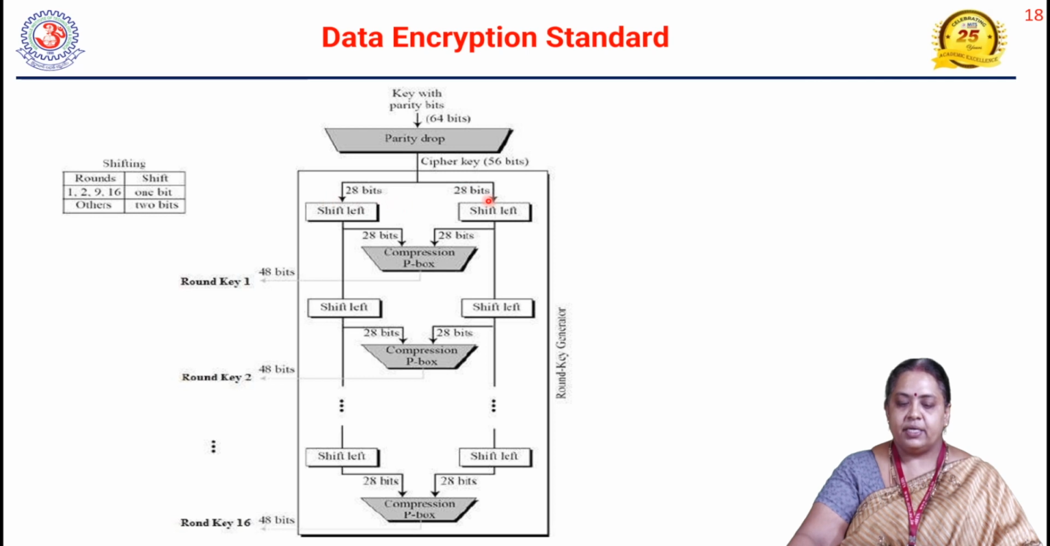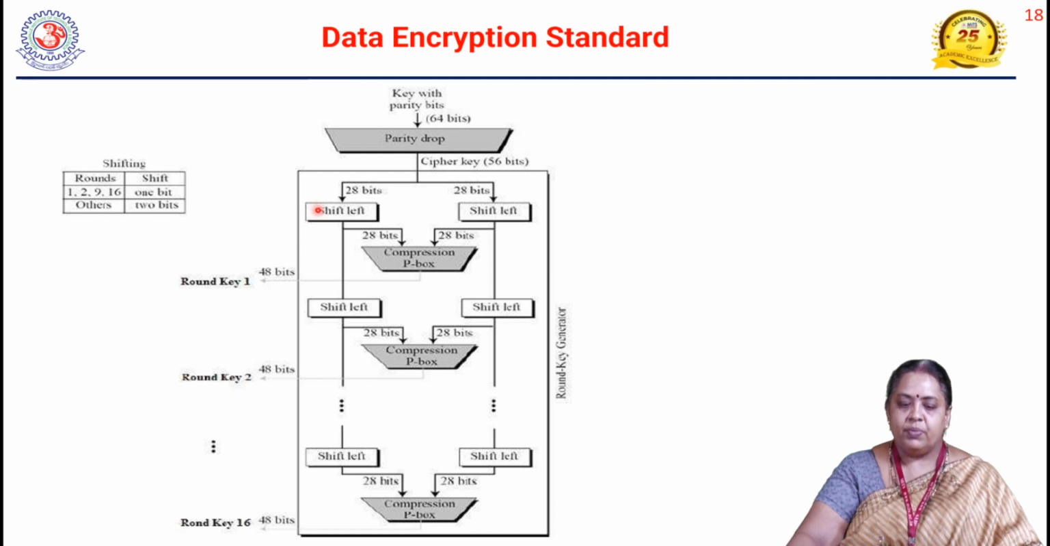A left shift operation is performed on the 28 bits, and the halves are given to a compression P box. Here the key size is 56, but we have to generate only 48 bits. So the compression P box compresses the 56 bits into 48 bits, and that will be given for the round as the unique sub key. After left shifting, the halves are shifted again and given to the compression P box, so that it produces a 48-bit key for round 2.